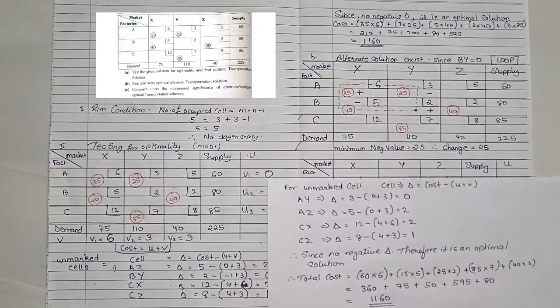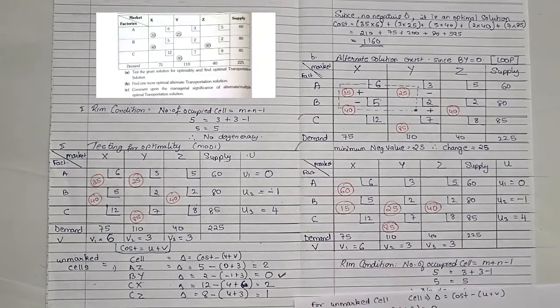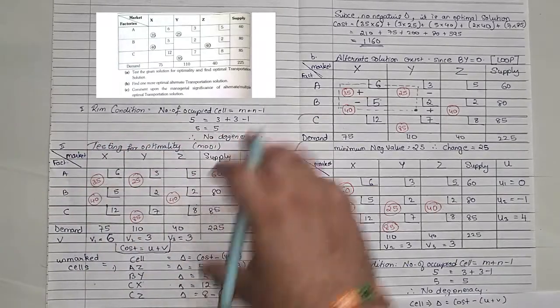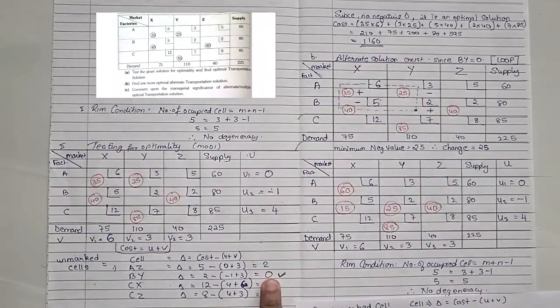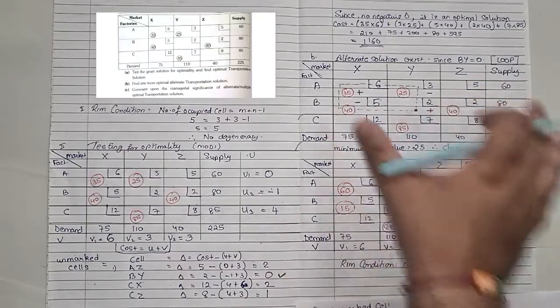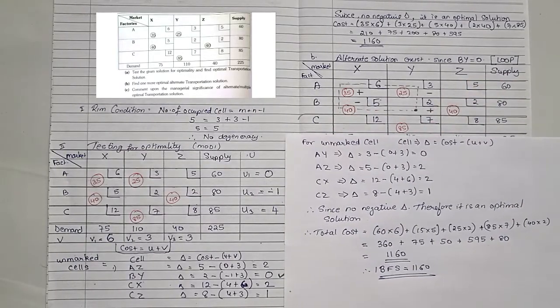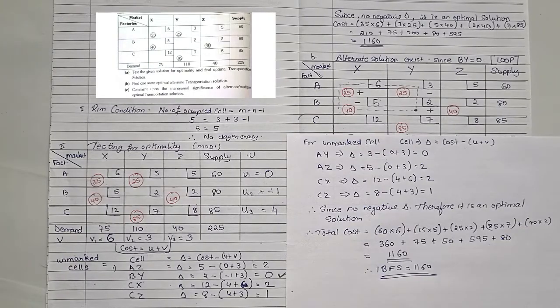So this is how you had to solve the sum based on alternate solution. We started off with the first part, we got the value, there was an alternate solution because of Z, then we did the looping, we got the new value, and then we found the final amount. I hope everyone has understood how to solve the transportation sum based on VAM and MODI when they ask you to find optimal or alternate optimal solution.